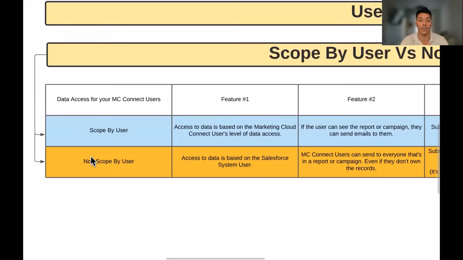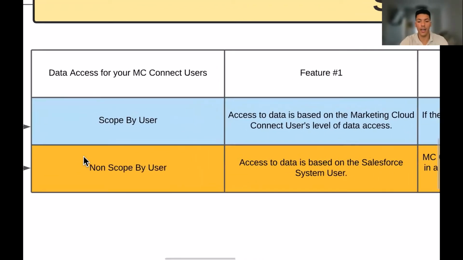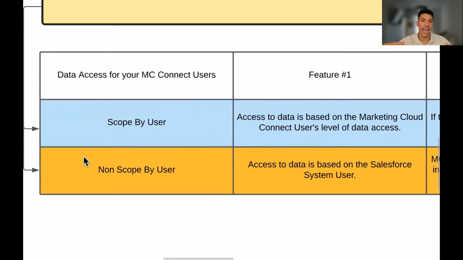You need to understand it all ties back to scope by user versus non-scope by user. These are the settings that are going to determine a lot of things you and your users will experience a month from now, a year from now, 2 years from now, when they're using Marketing Cloud Connect. Scope by user is very important because it says that the user accessing the data that needs to be run inside of those reports is only going to be able to see the records that they own. So think about inside of Salesforce.